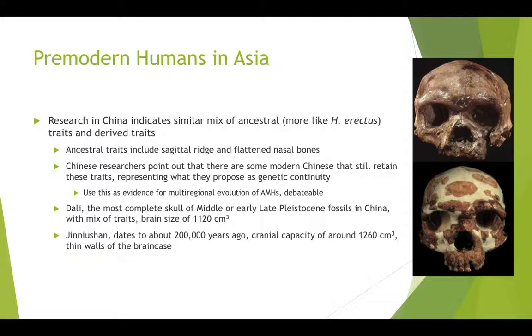We also have the Jinniushan skull, which dates to about 200,000 years ago. Jinniushan has a cranial capacity of around 1,260 cubic centimeters. This is well within the range of modern human brains, and the braincase itself has very thin bone. So we're seeing a changing of the shape over about 100 to 200,000 years that's making less robust, more modern looking hominins.